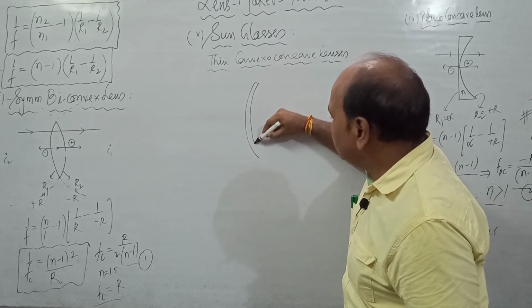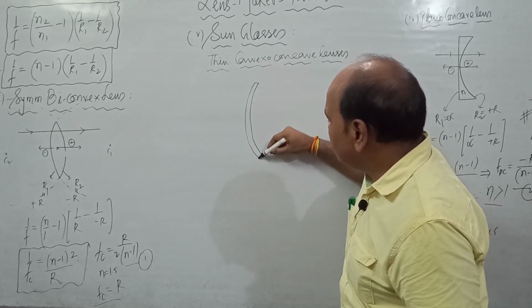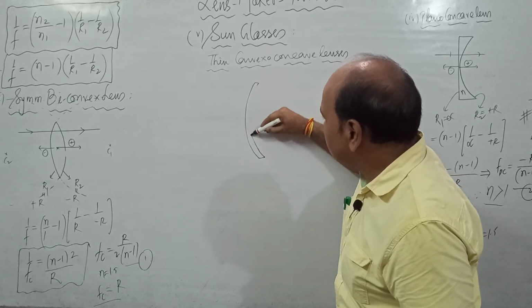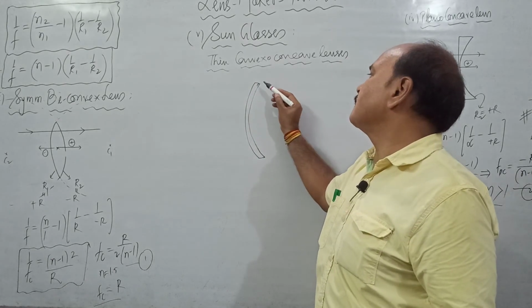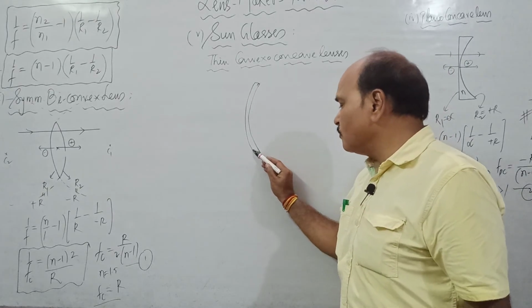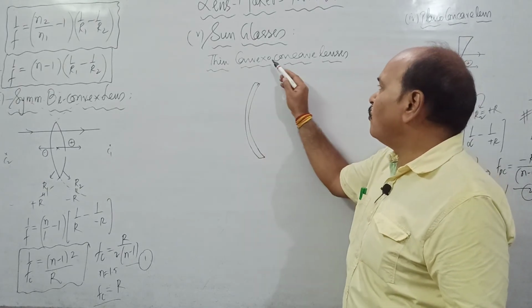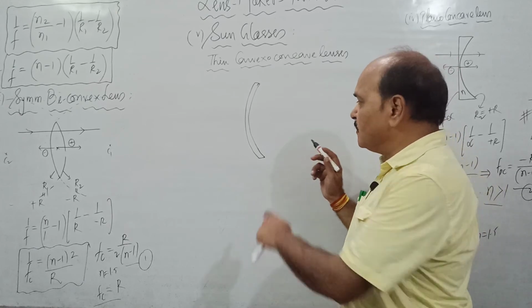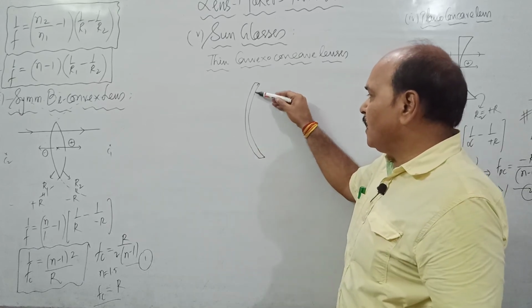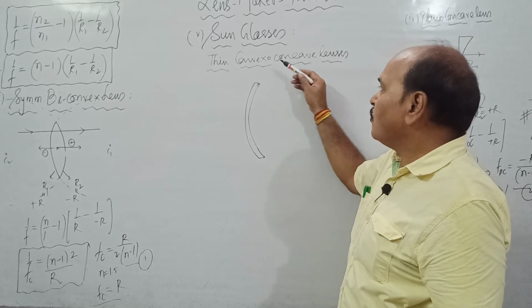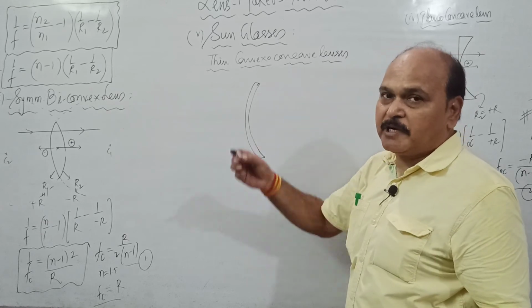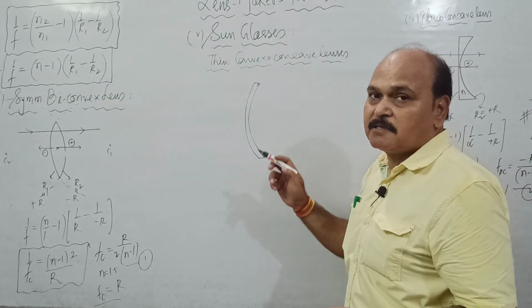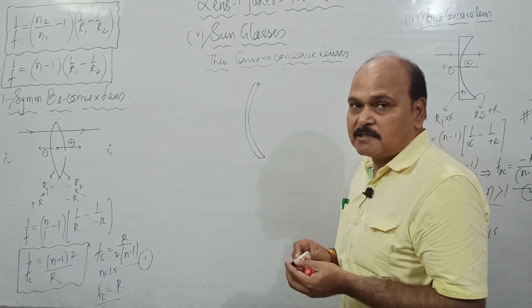This is a very thin convexo-concave lens. This side is convex, and this is concave. And if we read its name from this side, it becomes concavo-convex. You know the nomenclature. So thin convexo-concave lenses are sunglasses.